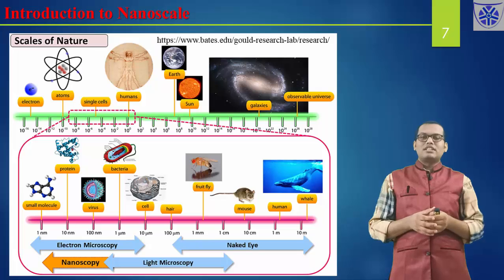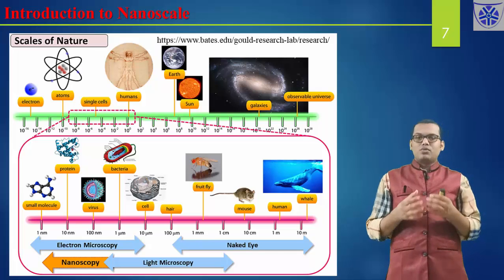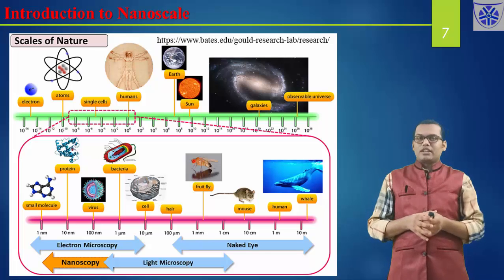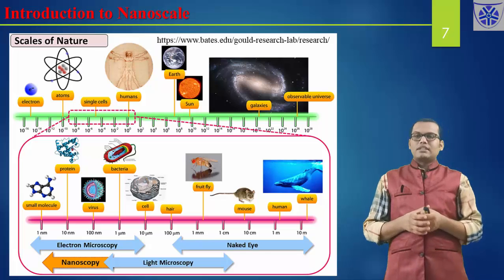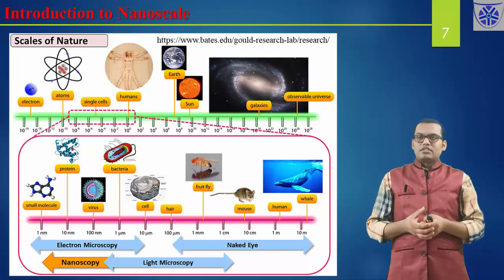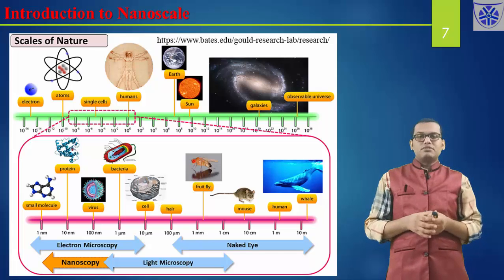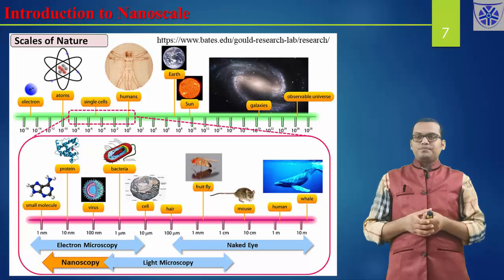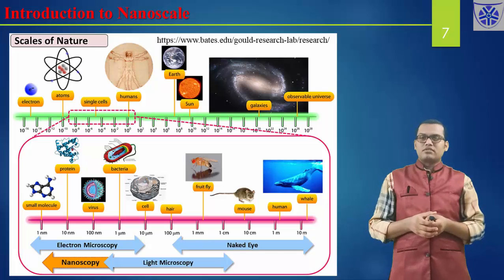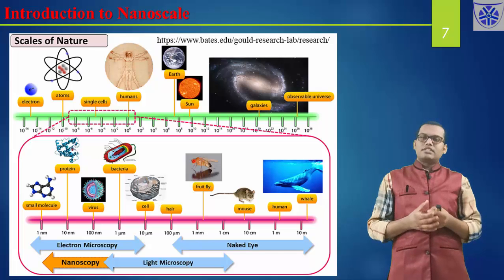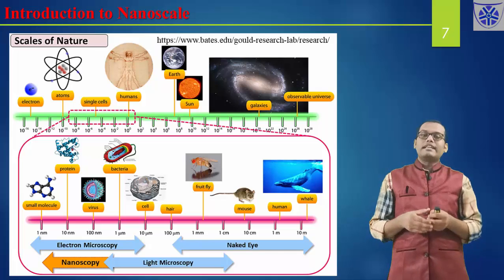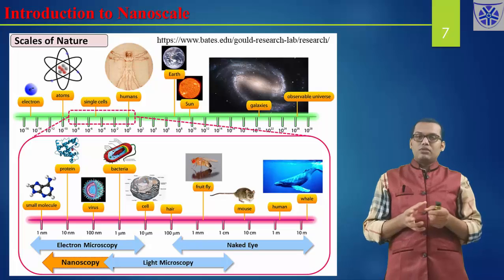Those things you cannot see with your naked eye, to see those materials, you need a microscope. Some materials like cells and bacteria you can see using a light microscope. But what about materials like DNA, some small molecules and some viruses, which you cannot see at all with light microscopy? That means you need an electron microscope to see those things.